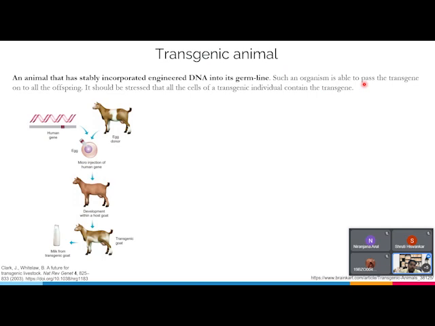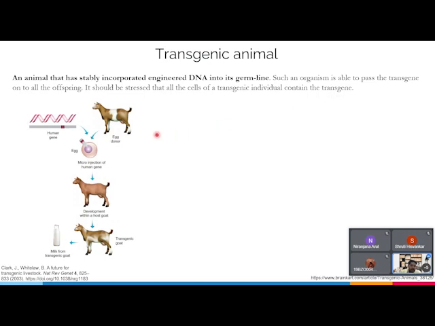Such an organism is able to pass the transgene onto all offspring. So this is known as a transgene. The foreign gene that you have incorporated is known as a transgene. It should be stressed that all cells of a transgenic individual contain the transgene. So in a transgenic animal, all the cells in the animal should have the transgene that you have incorporated.